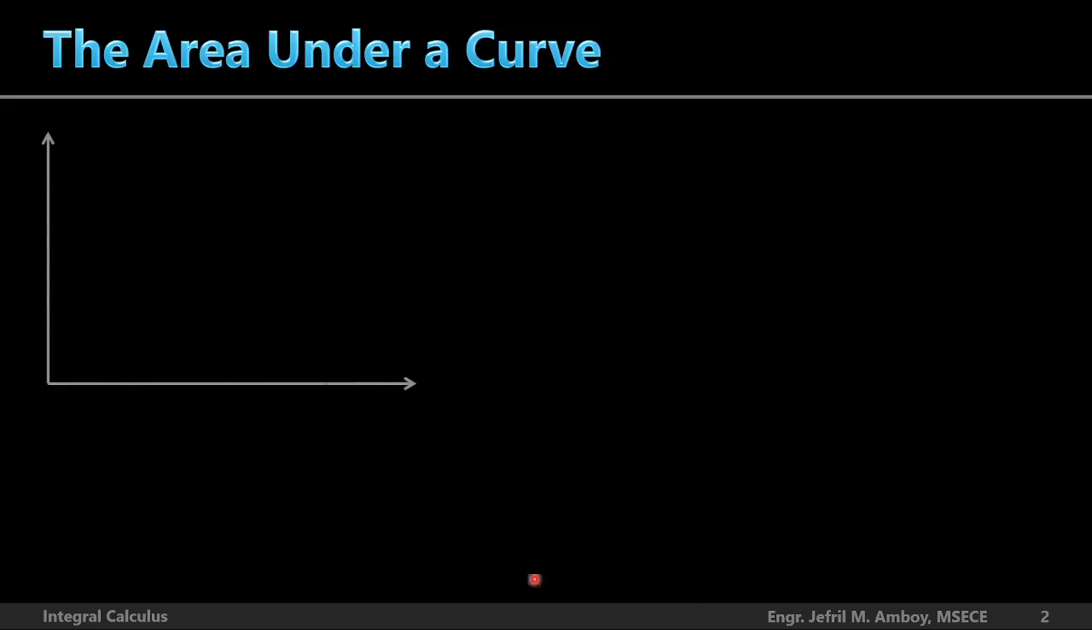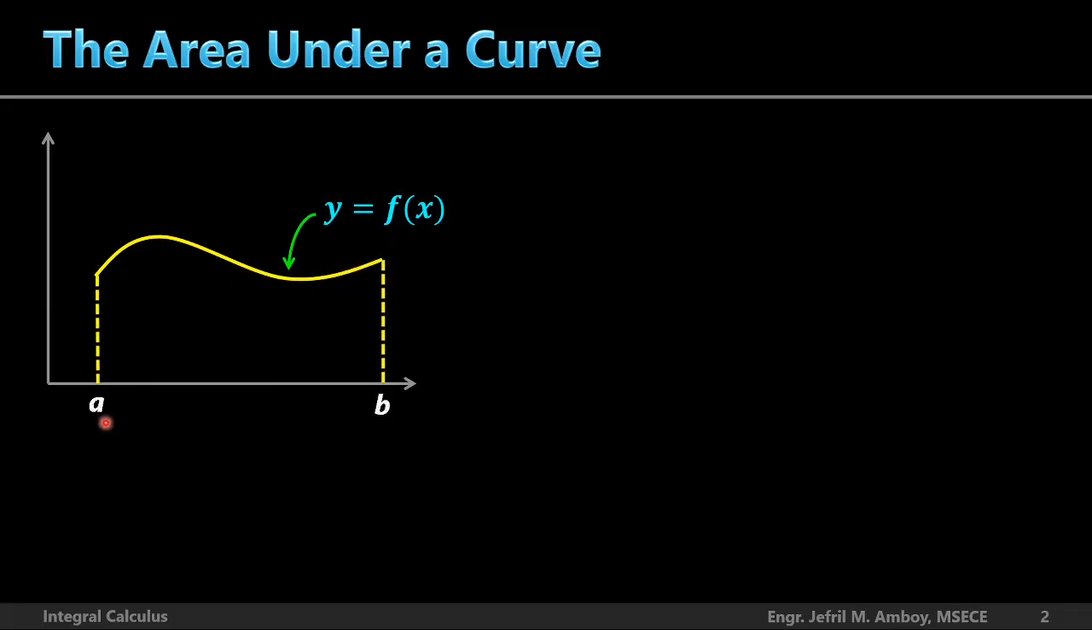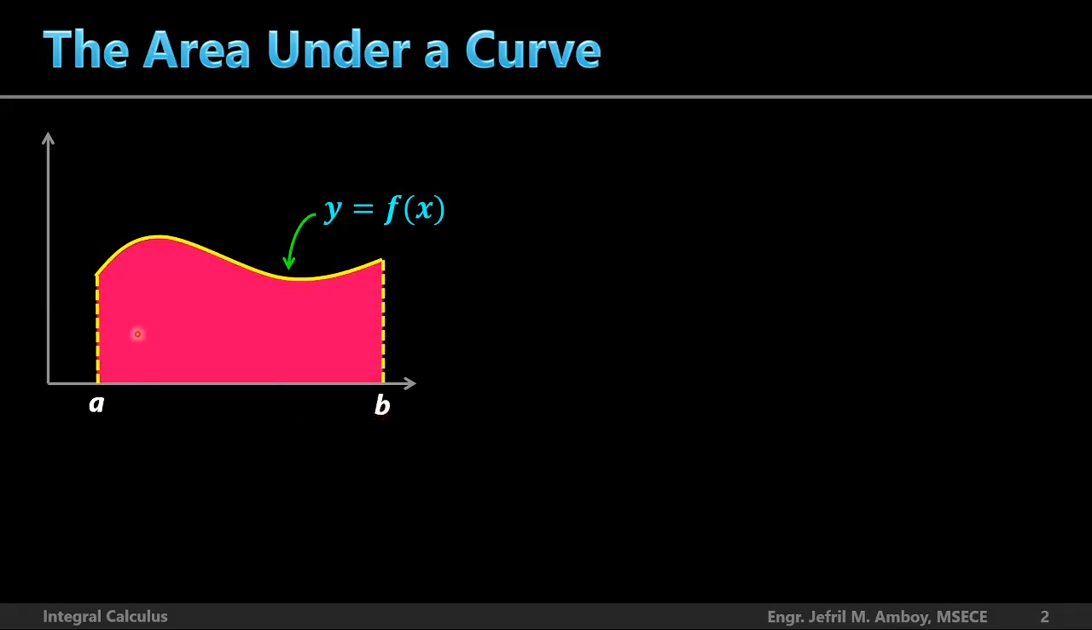Consider the graph of the function y equals f of x, and you want to get the area under the graph of this function in the closed interval a to b. So here is the area, the one shaded in the pink region.